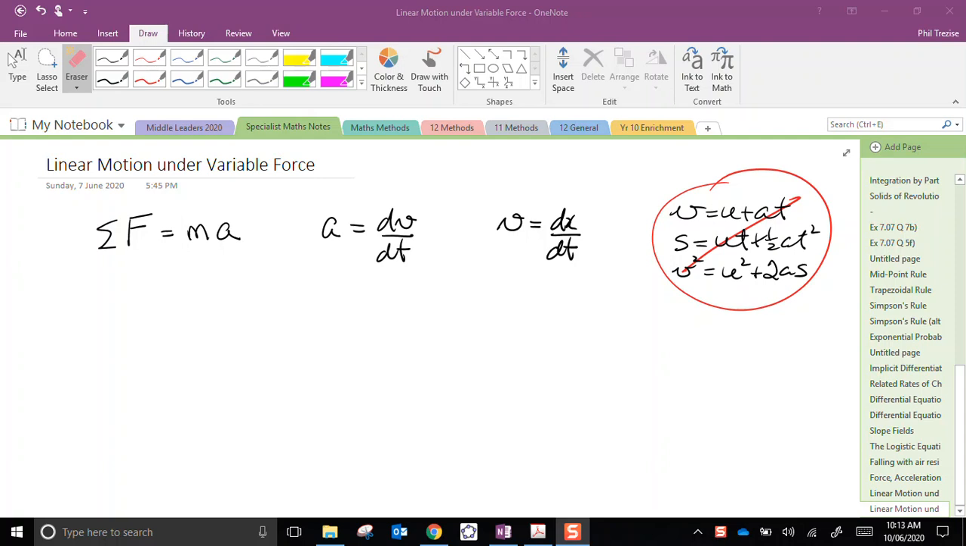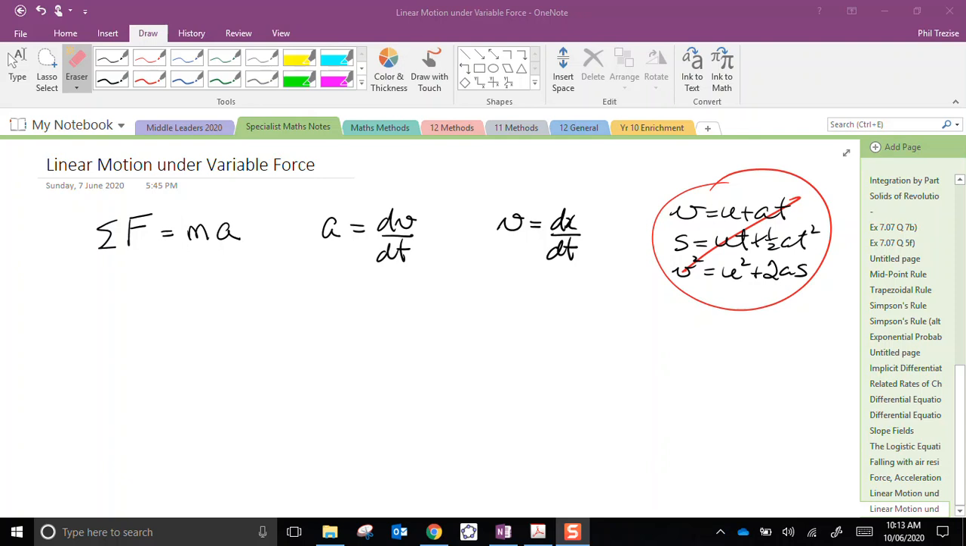Now we can still use, of course, Newton's second law. The resulting force on an object equals mass by acceleration. The definition of acceleration as dv over dt, and that v equals dx dt. These are all true, no matter whether the force is constant or variable. Now let's take a look at a quick example of a question here that we could try.